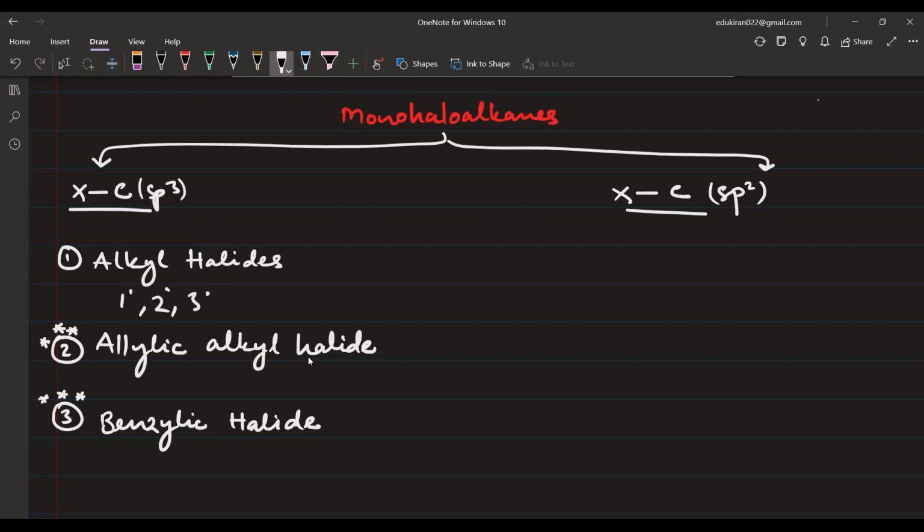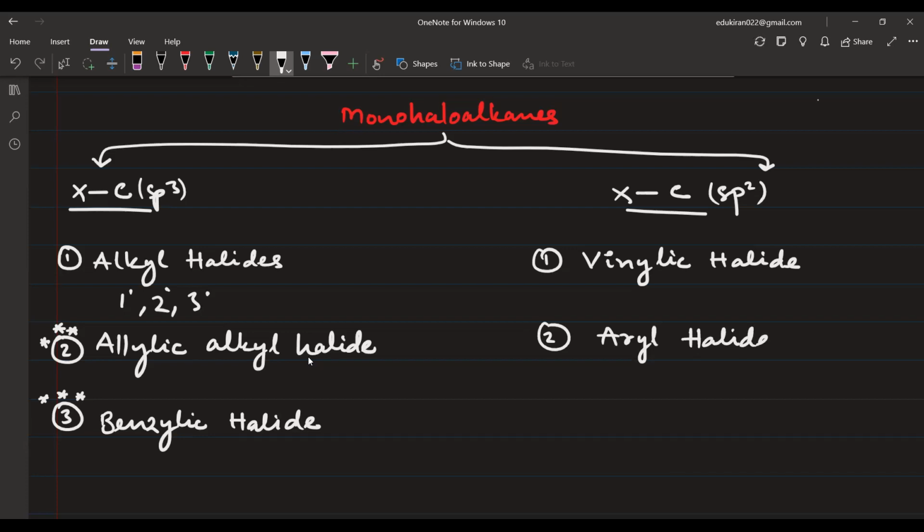Okay. Now, here we have, if it is connected to sp2 carbon atom, then we can consider this as vinylic halide. Okay. And second is another case which is known as aryl halide. Okay. So write these points, we will understand each and every one by one.